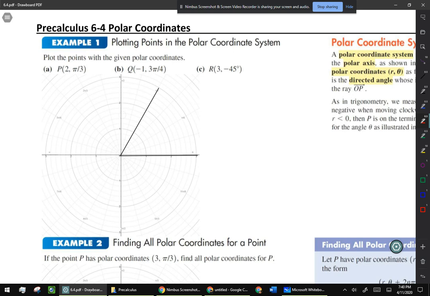So from the pole, 1, 2, in the direction pi over 3, which is 60 degrees, there would be point P. That's where the dog would be. And that's it. That's example 1a.